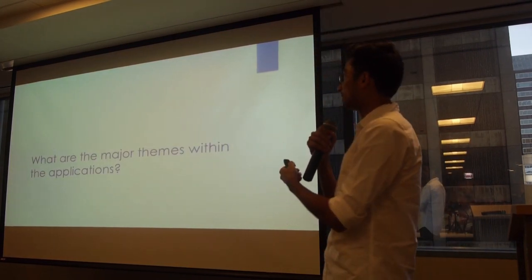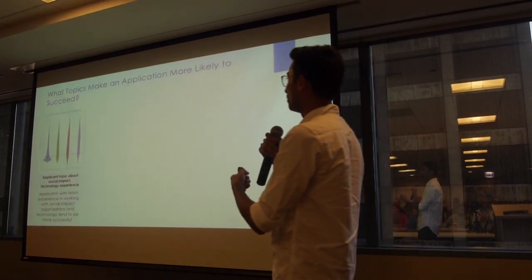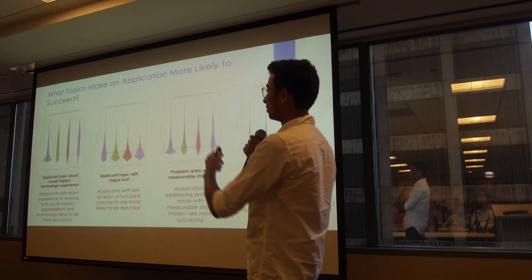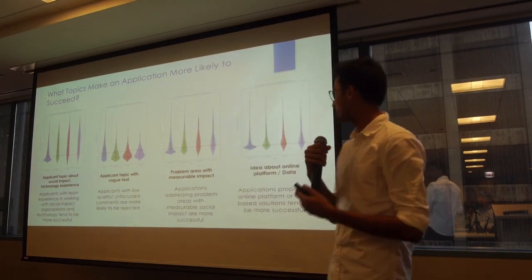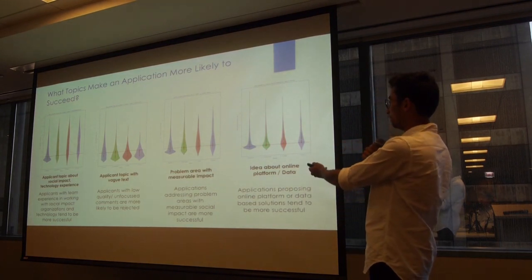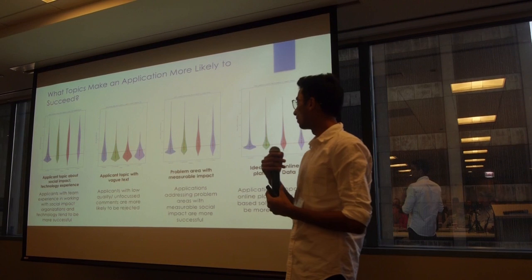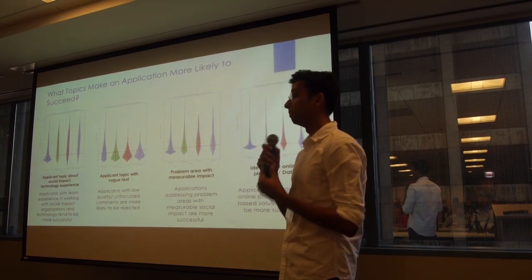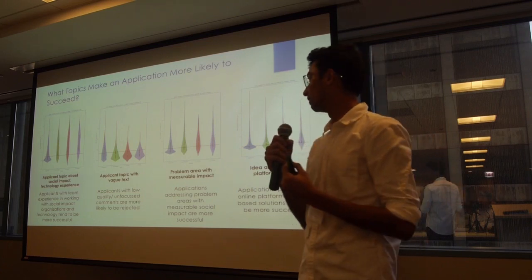When we looked at themes and the distributions across different application stages, we found that applicants who talk about social impact and their background in technology, applicants who talk about their idea being an online platform or data related, or people who are addressing problem areas with measurable impact tend to be more successful than applicants who do not.